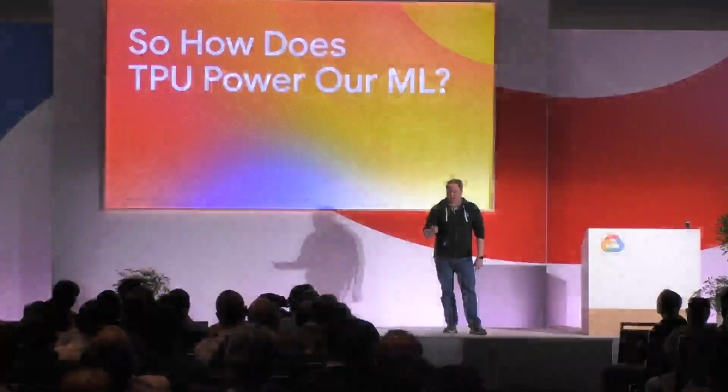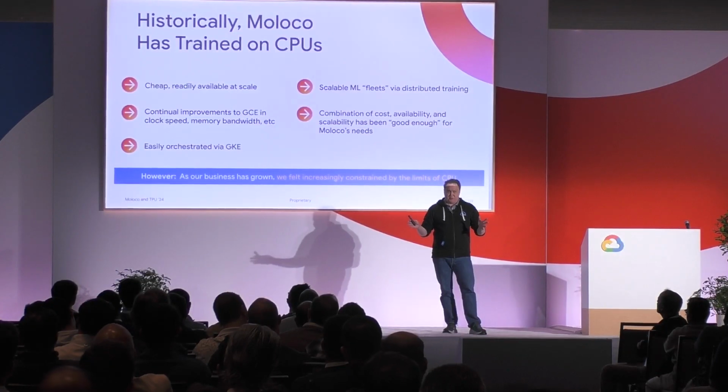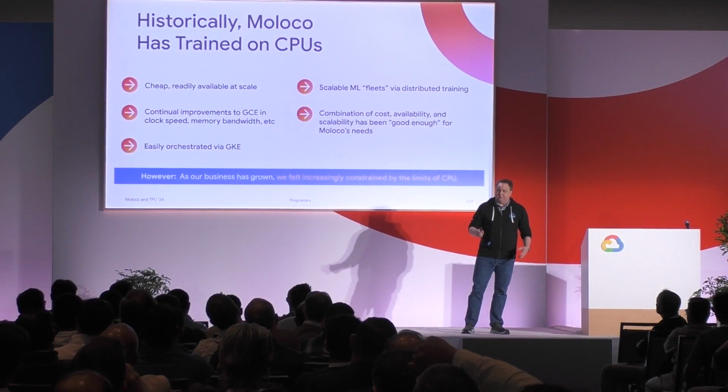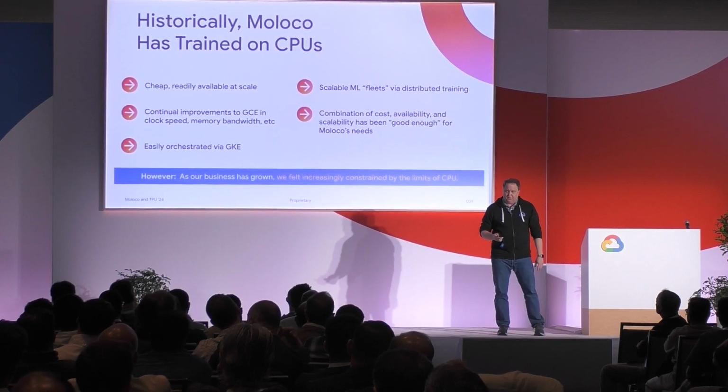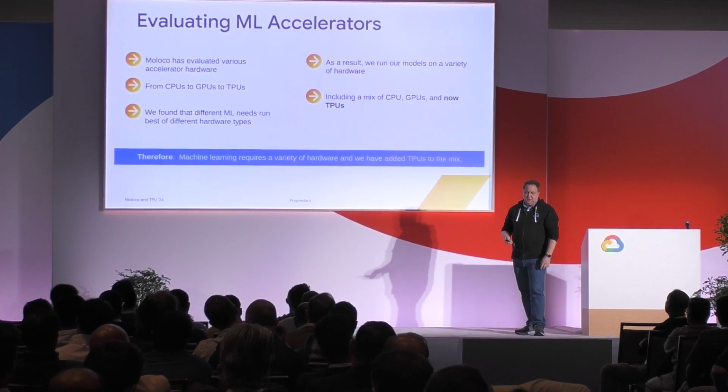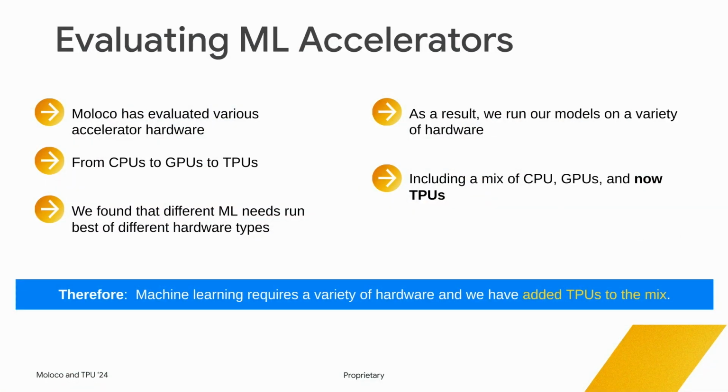So how do TPUs fit into this picture? You might be surprised to know that for most of Maloco's history, we've been training on CPUs. And you might think that's a little counterintuitive. But the reason that we've relied on CPUs is because they're cheap, they're readily available at scale, they're always being upgraded and enhanced with new capabilities. They work really well with GKE, Vaibhav mentioned that. And we can also scale these up into fleets of large CPUs that we can use to train our models together. So we can string together more than just one CPU. So, that's worked pretty well for us for most of our lifetime.